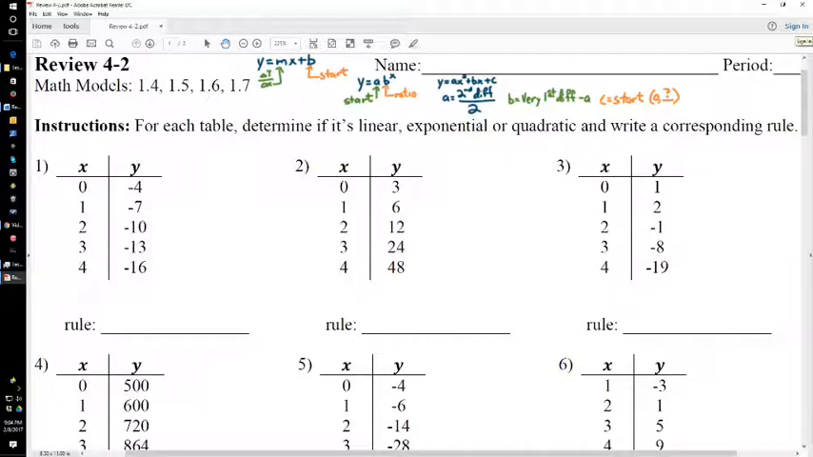Number 1, let's just start with our differences. -7 minus 4, that's -3. -10 minus 7, that's also -3. -13 minus 10, that's also -3. Okay, so our first difference is the same. Since every last one of those is the same, this one is linear.